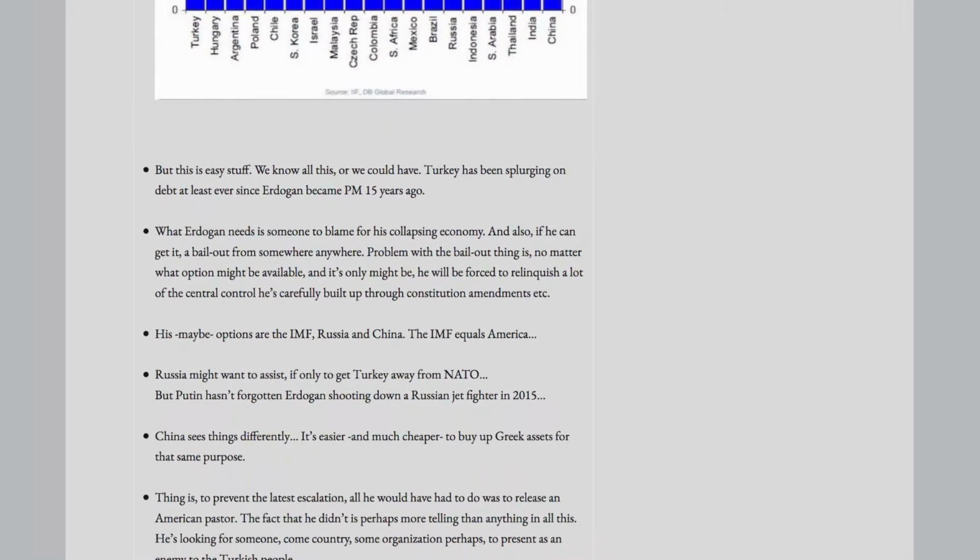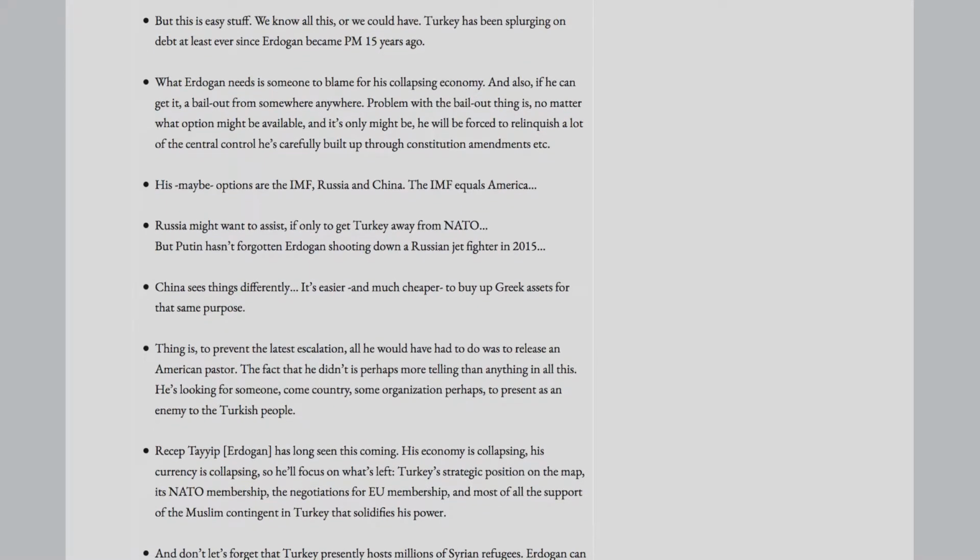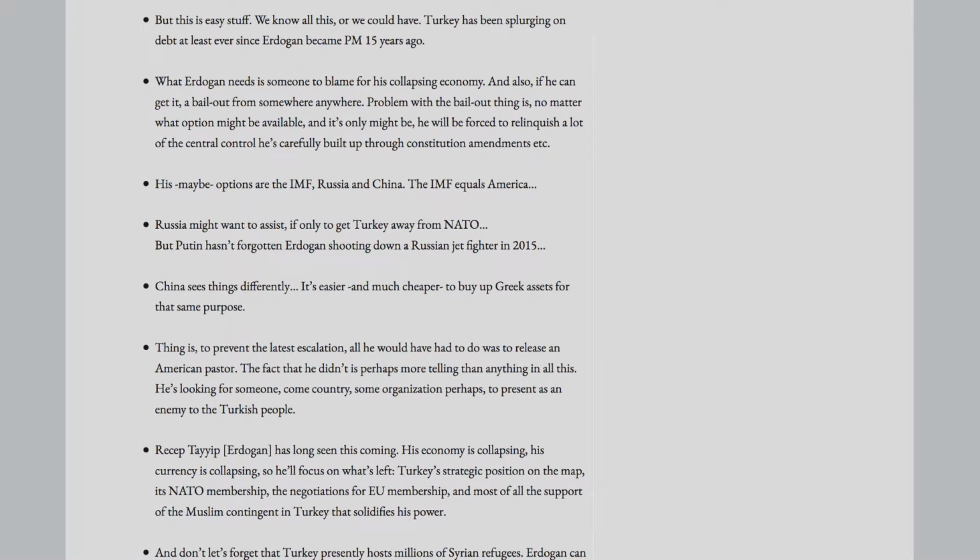But this is easy stuff. We know all this, or we could have. Turkey has been splurging on debt at least ever since Erdogan became PM 15 years ago. What Erdogan needs is someone to blame for his collapsing economy. And also, if he can get it, a bailout from somewhere, anywhere.